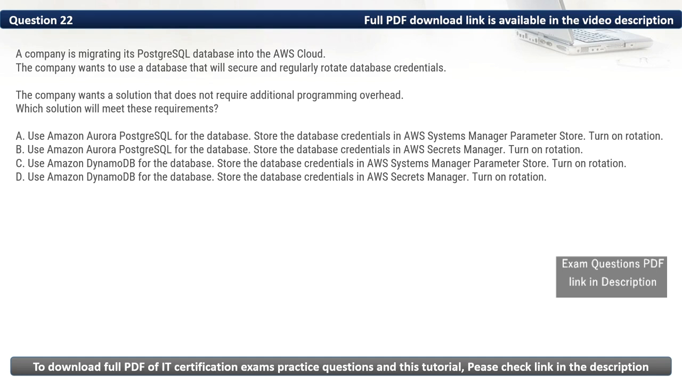Here in this question, the company wants to use a database that will secure and regularly rotate database credentials without requiring additional programming overhead. Considering this, the company should use Amazon Aurora PostgreSQL for the database. Store the database credentials in AWS Secrets Manager. Turn on rotation. Thus, the correct option is B.